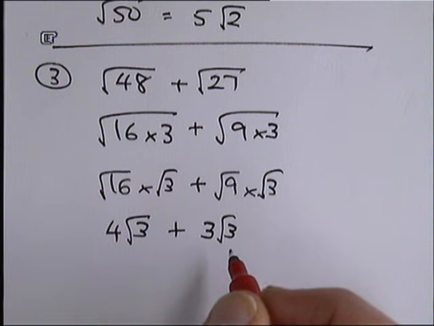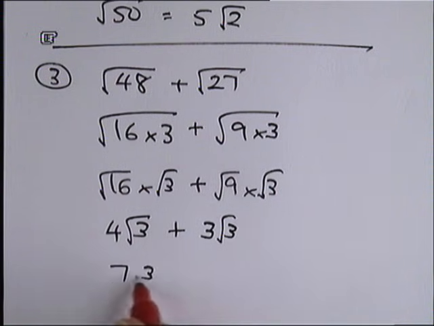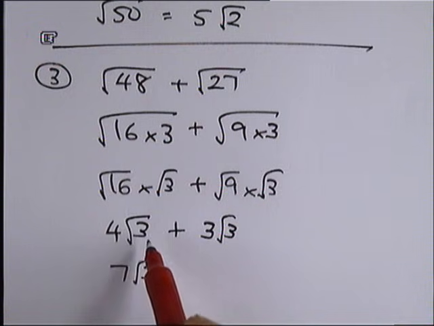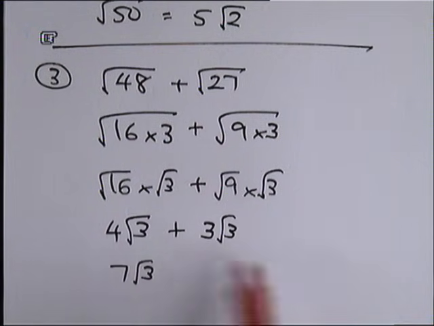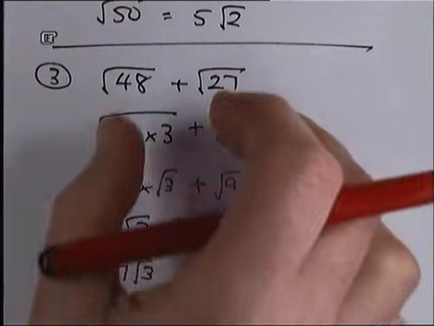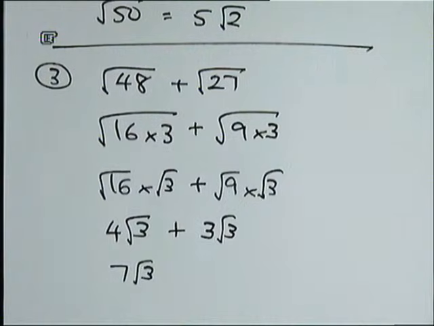It probably won't surprise you to realise that's 7 lots of root 3. If you think of 4 somethings plus 3 of the same thing, it's 7 of those things. So 4 root 3 plus 3 root 3 is 7 root 3. And that will be the answer to that question. We have added those two surds together and we've got our answer written down as simply as we can. That means with the smallest number inside the square root.